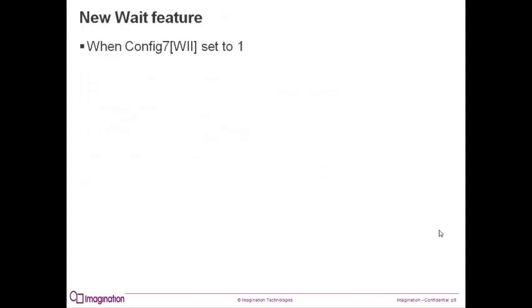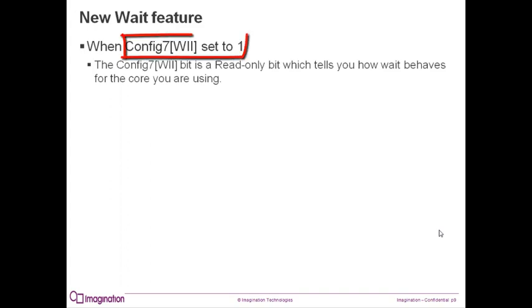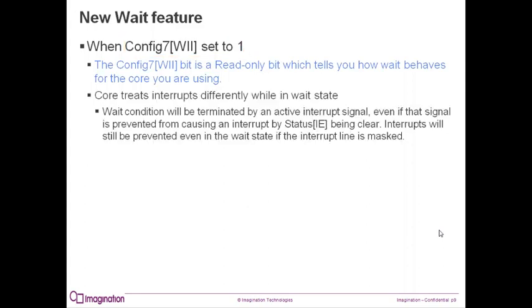There is a new feature in some of our cores called Wait IE Ignore. Your code can check coprocessor 0 config 7 register's Wait IE Ignore bit, WII. This read-only bit will tell you how the core treats interrupts while in the wait state. If the WII bit is set, the wait condition will be terminated if an active interrupt is detected, whether or not interrupts are enabled. Note, the interrupt mask will still apply.